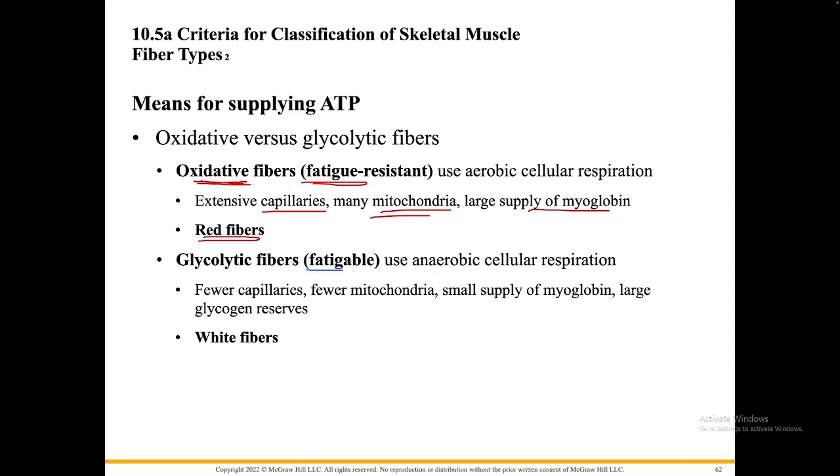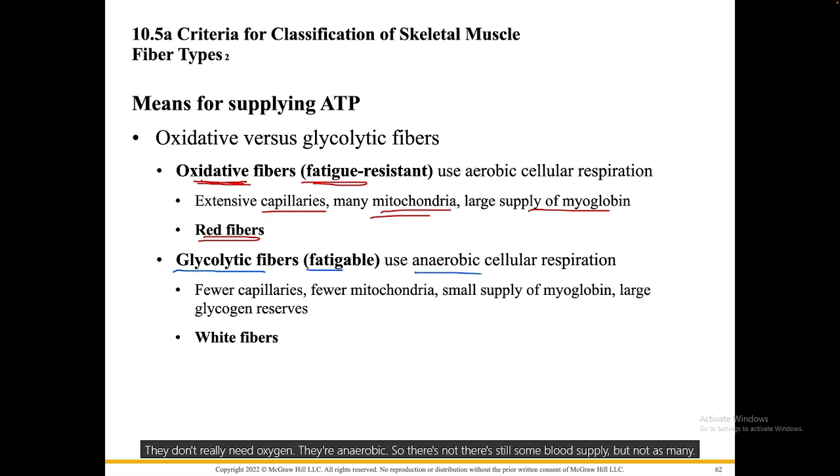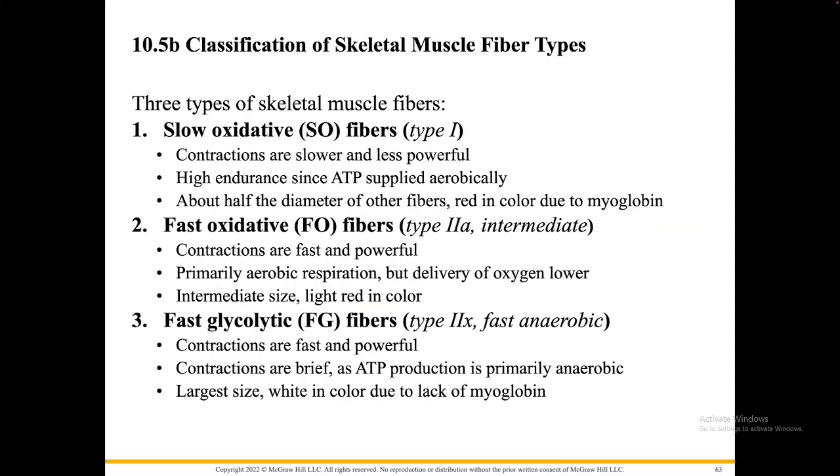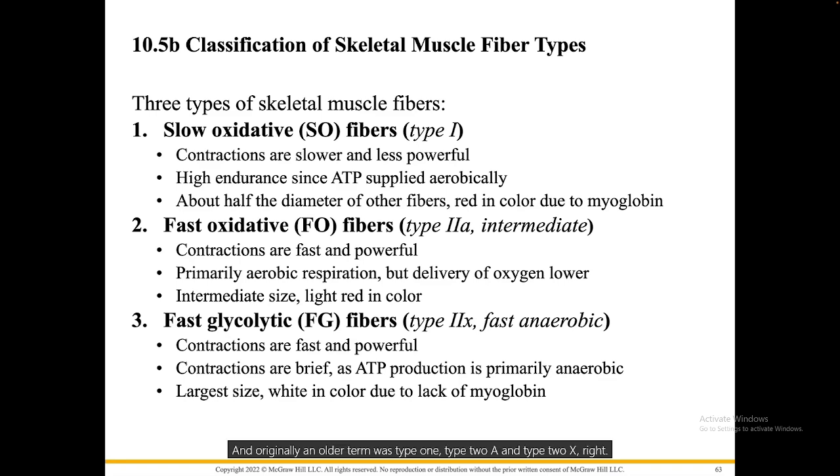The other category is more fatigable. These are more burst. These don't have endurance. These are the glycolytic fibers. They don't really need oxygen. They're anaerobic. So there's still some blood supply, but not as many. There's still some mitochondria, but not as many. And so white fibers are glycolytic. Anatomy gets so complicated. We've got three types of skeletal muscle fibers. And originally, an older term was type 1, type 2A, and type 2X. Right? Why not just type 1, 2, 3?